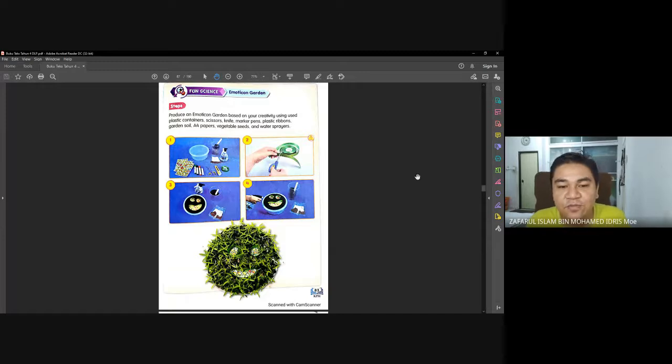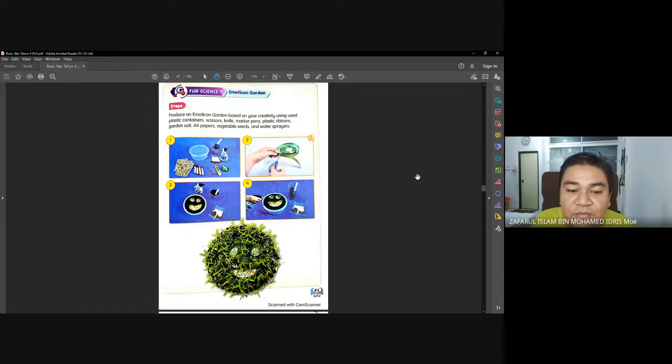Okey, cari satu bekas and then letak tanah di dalam dia. Jangan letak penuh, letak separuh. Kemudian cari satu bahan yang boleh jadi penutup. Contoh, jangan pakai cardboard. Kalau pakai cardboard, kena siram air nanti dia lembik kan.